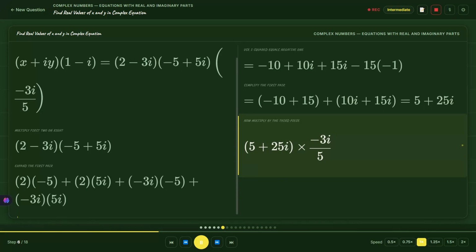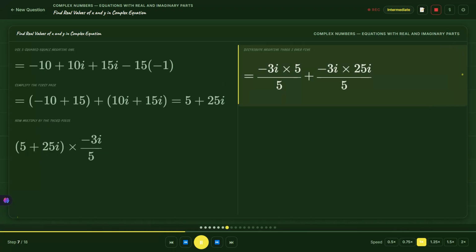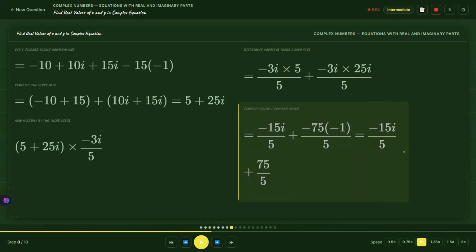Let's open this up carefully. -3i times 5 gives -15i. And -3i times 25i gives -75i squared. Both are over 5. Again, i squared is -1. So -75 times -1 becomes +75.